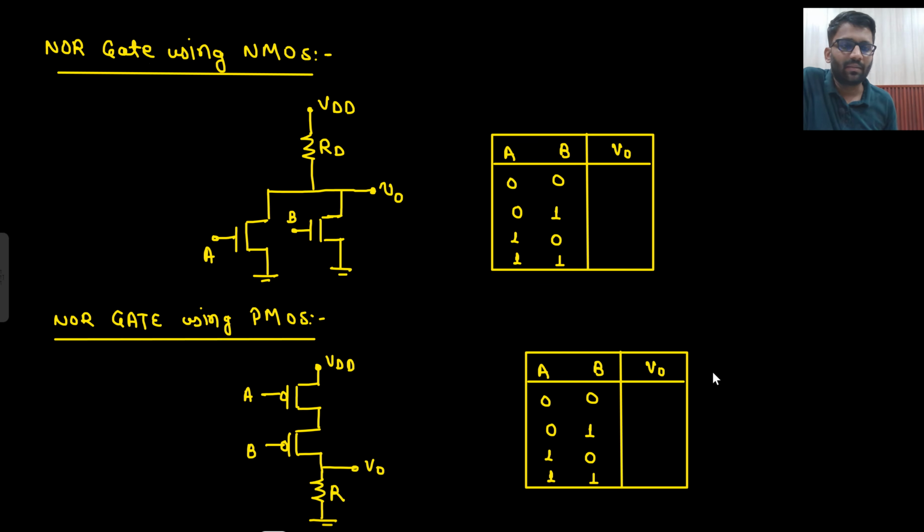Let's make our table now. If A is 0 and B is 0, that means both are off. If both are off, that means both are open circuited. So there will be 0 current here. That means this VDD will directly come here. So V naught will be equal to 1. If both are 0, both are open circuited, so VDD will directly come. Next, one is 0 and one is 1.